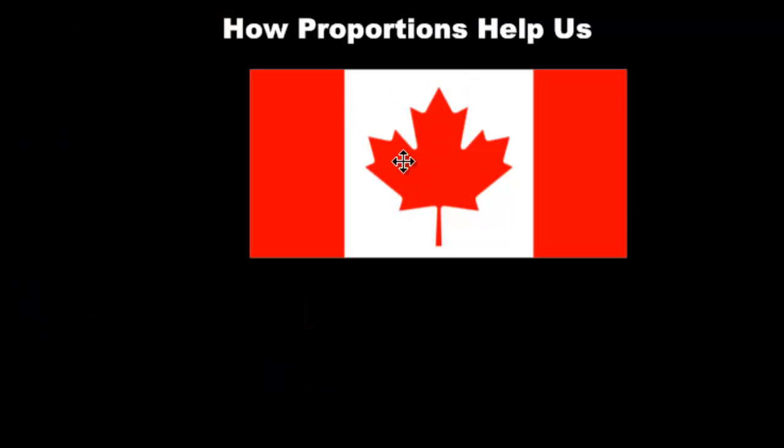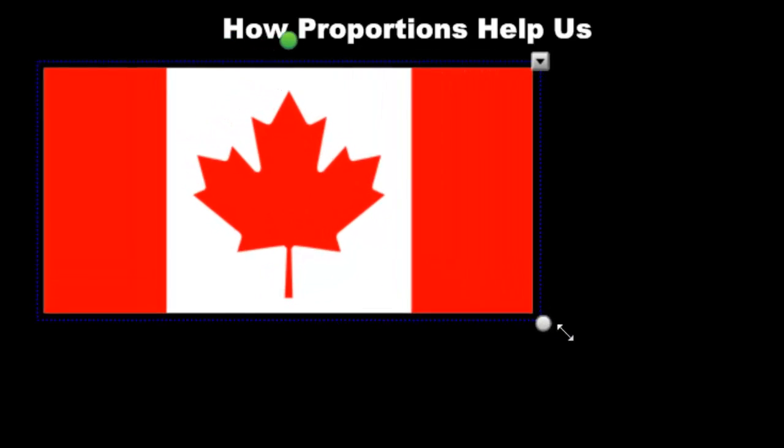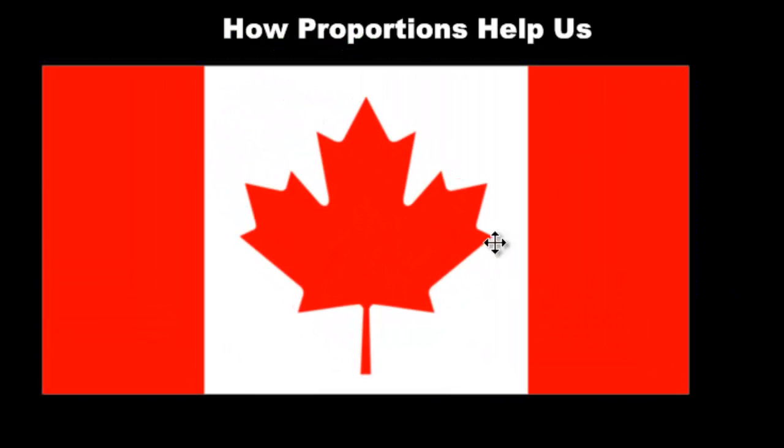How do proportions help us? Well, imagine you're a flag maker. If you're a flag maker, proportions are crucial to your business. Because if your flags aren't proportionate, then you're not going to sell flags. They're going to look really funny. Let me show you what proportions help us do. They help me make this flag bigger and still keep it looking like the original flag, just larger. It looked like the small flag, it's just bigger.